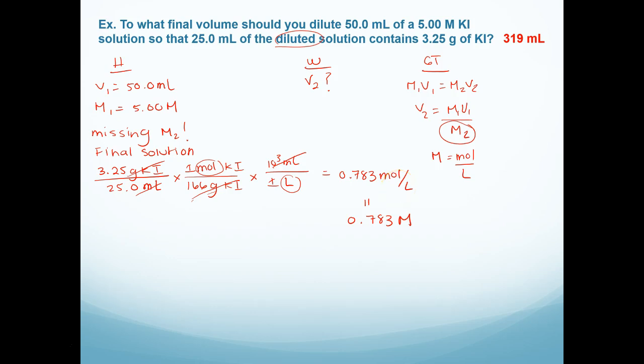Now I have everything I need to solve for V2, because this is M2, the concentration that was missing. To plug in, I have M1, which is 5.00 molar, and V1, which is 50.0 milliliters, and now I'm dividing by 0.783 molar. My units of molarity cross cancel, I'm left in milliliters, and when I calculate that out, I get 319 milliliters.